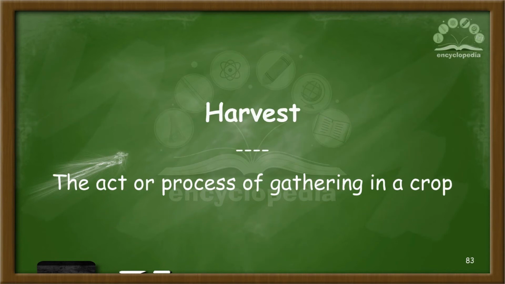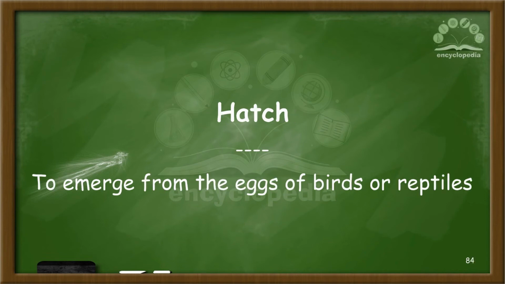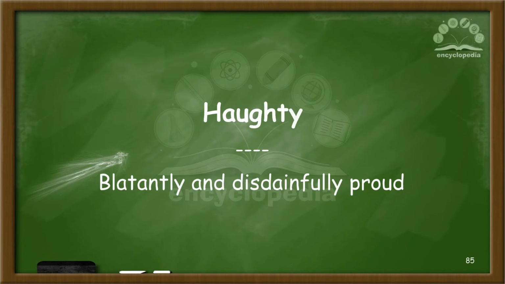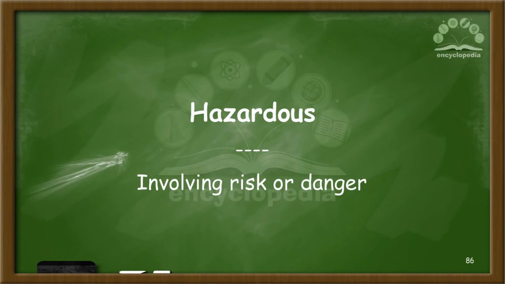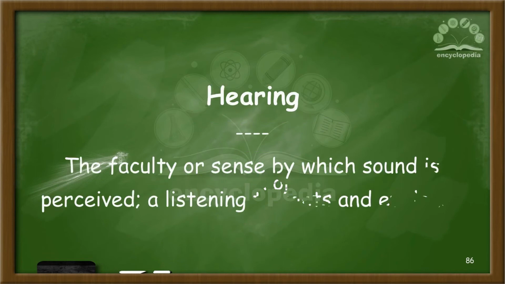Harvest. Harvest means the act or process of gathering in a crop. Hatch. Hatch means to emerge from the eggs of birds or reptiles. Haughty. Haughty means blatantly and disdainfully proud. Hazardous. Hazardous means involving risk or danger. Hearing. Hearing means the faculty or sense by which sound is perceived, or listening to facts and evidence.